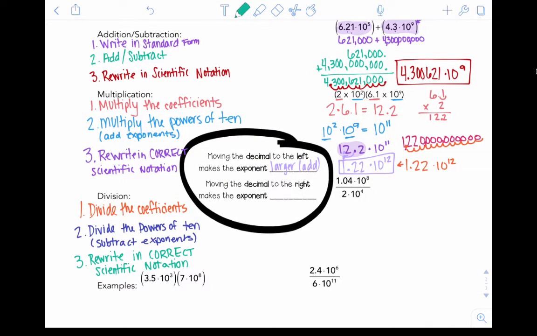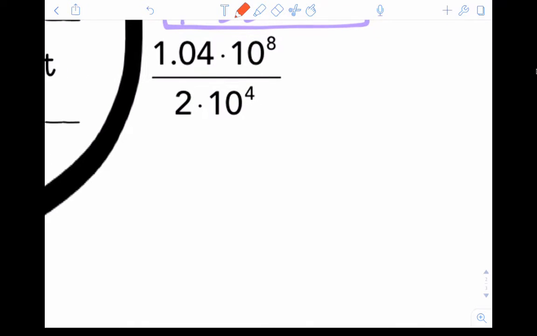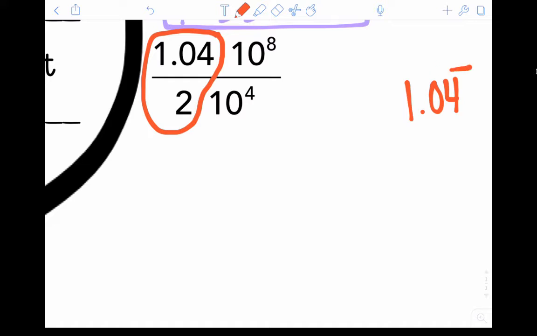So let's go through this. I have 1.04 times 10 to the 8th divided by 2 times 10 to the 4th. So I'm going to take my coefficients, my numbers out front, and I'm going to divide them. 1.04 divided by 2, I'm going to write that over to the side so I make sure I keep track of my decimal and everything.